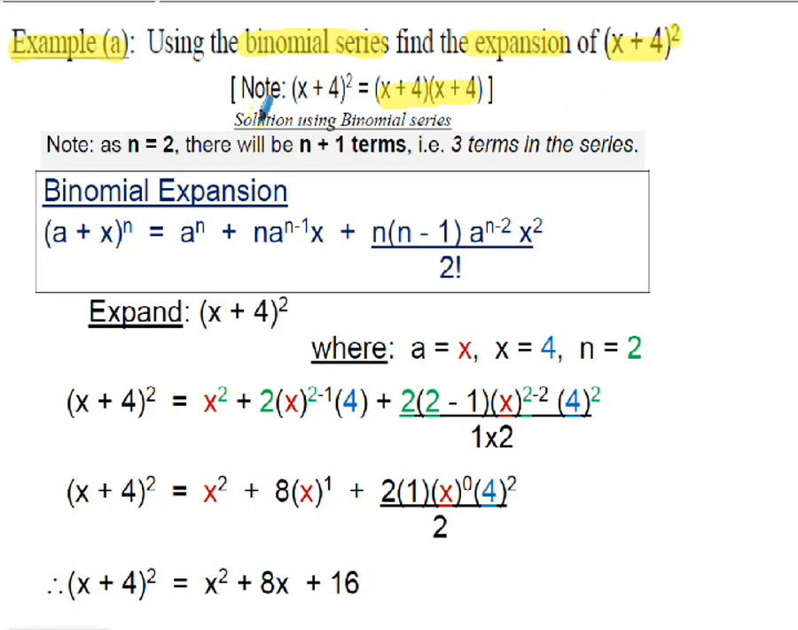One thing to note with binomial expansions, if the power, the n, in this case is 2, we will find there will be n plus 1 terms in the series. There will be 3 terms, in other words, in the series.